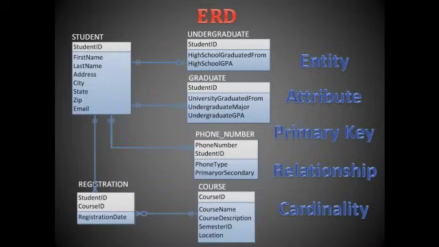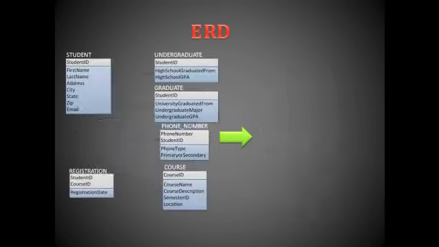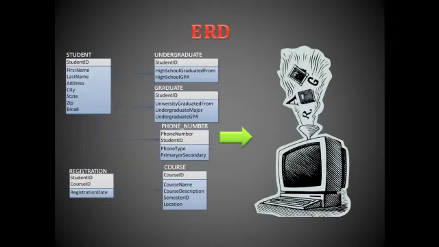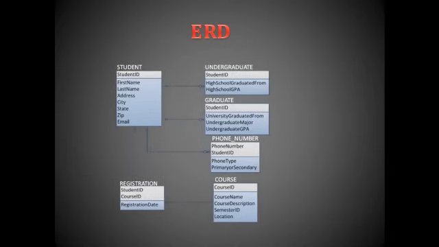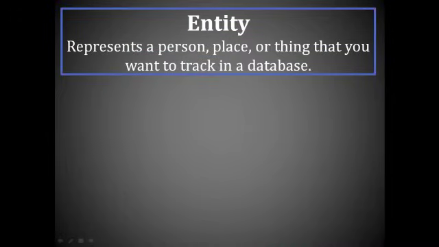Yeah, I think you mentioned those. Those parts will be used to create the ERD. Then the diagram acts like blueprints for a building. You simply take the parts of the diagram and turn them into parts of the database. The final diagram should look kind of like this. Now to explain those parts.